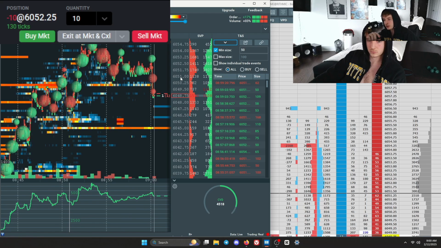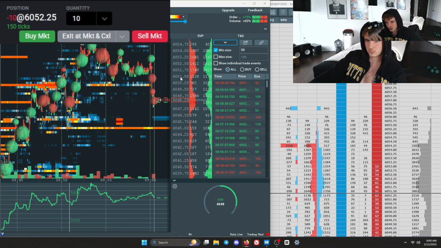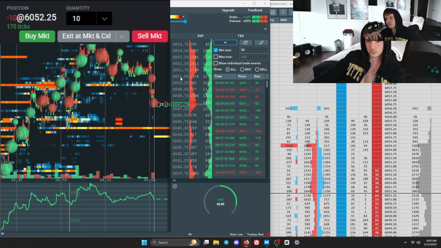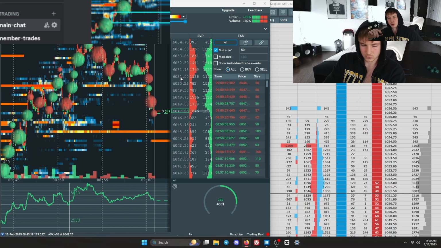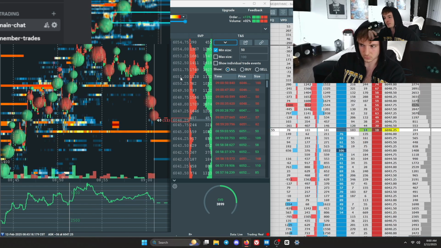So my first target was at 60.42, just at 10 points for 5 contracts. And then the last 5, I was planning on getting out into strength at some point. At this point, my stop loss is at break even.